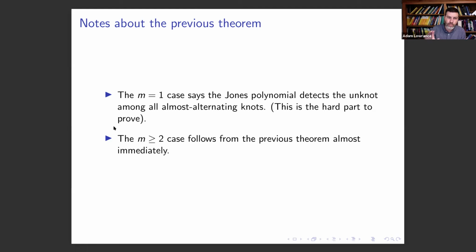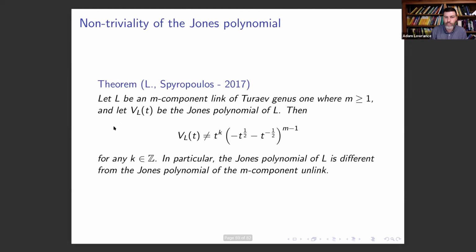The case where M is bigger than 2 follows from the fact that the initial coefficients, the first 2, have to have the same sign. So as long as you have a multiple component link, the Jones polynomial of the unlink of that many components doesn't alternate in sign. And we proved that it has to alternate in sign for these links.